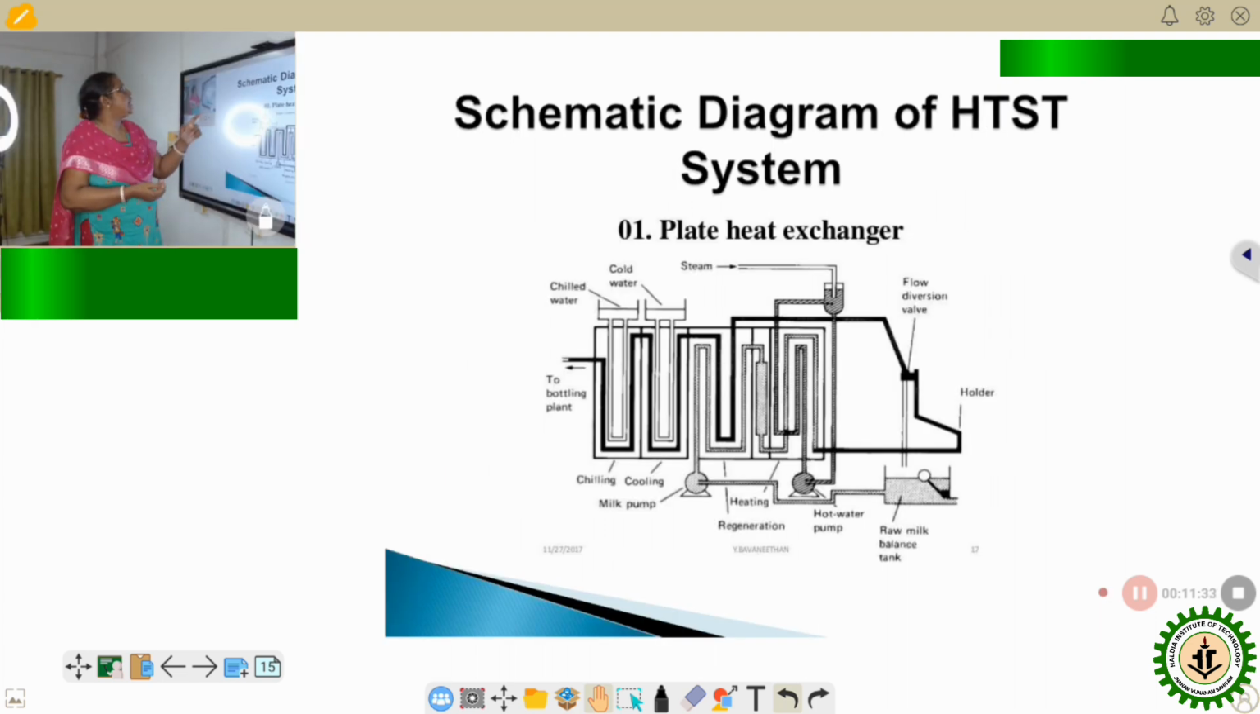Okay, so this is a schematic representation of the HTST pasteurization system. Whatever I have discussed, the flow pattern of milk, you can find here, showing how the milk flows through different sections of the HTST pasteurization system. Starting from the balance tank, it enters the pump, then the regeneration section, then the filter, then the heating section, holding tube, then again the regeneration section, then the final chilling section, and finally it leaves the HTST system and goes to the bottling or packaging unit.